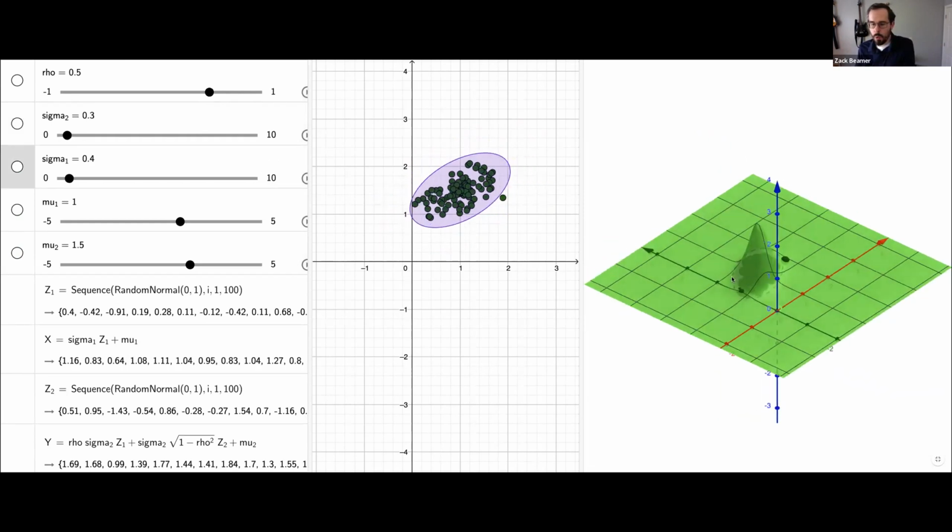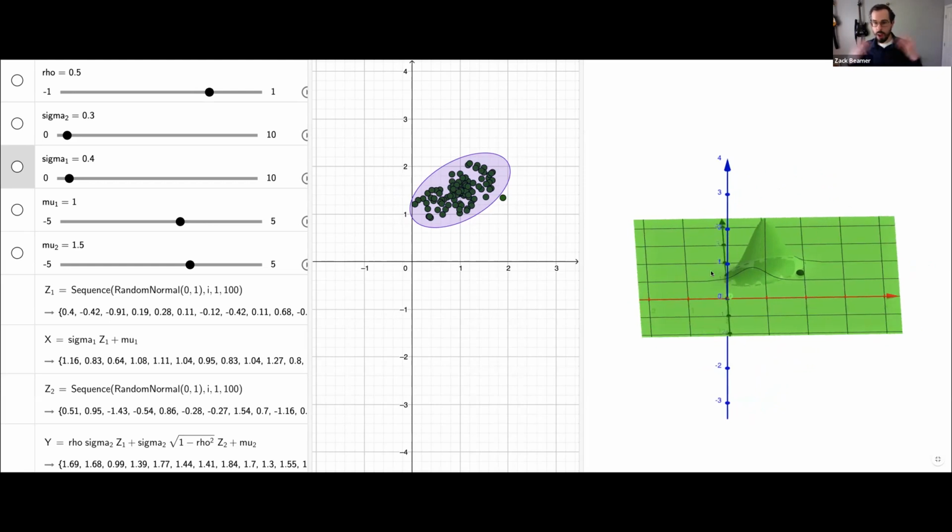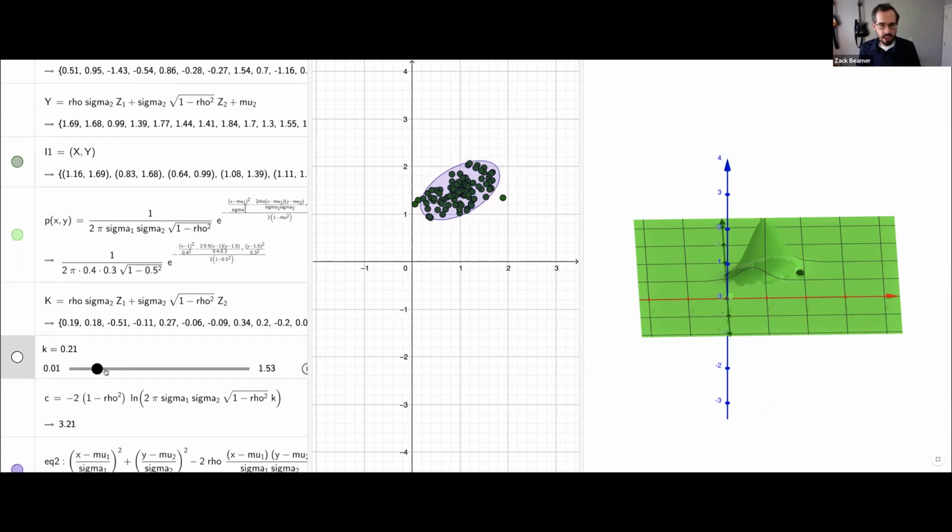So when we have this random assortment of data, the height of this surface corresponds to how likely it is for data to fall within that particular range. So when you see this little peak here on that surface, that's corresponding to the fact that a lot of the data is clustered in that particular spot. And if I make the value of K get bigger, that's going to make the ellipse get smaller. So there's a smaller proportion of data that falls within that particular range.